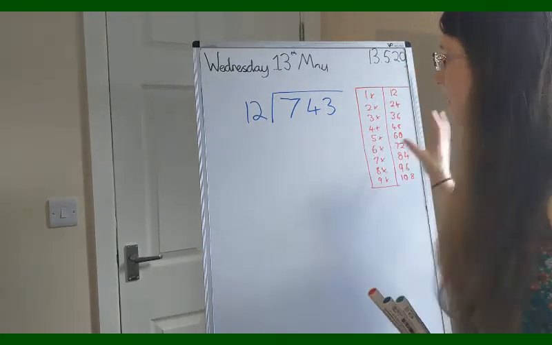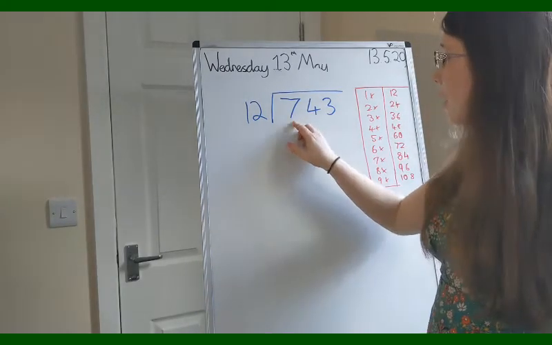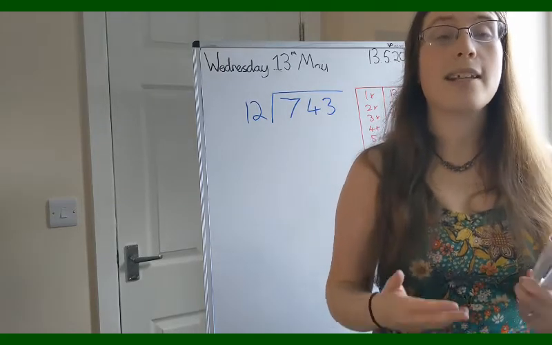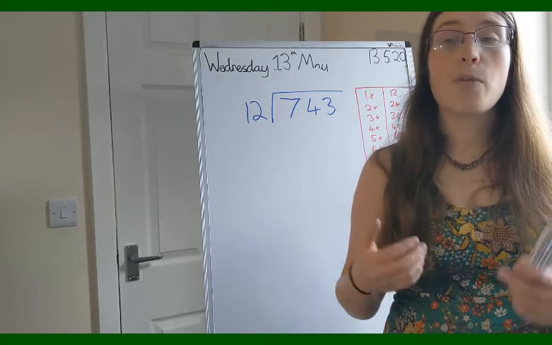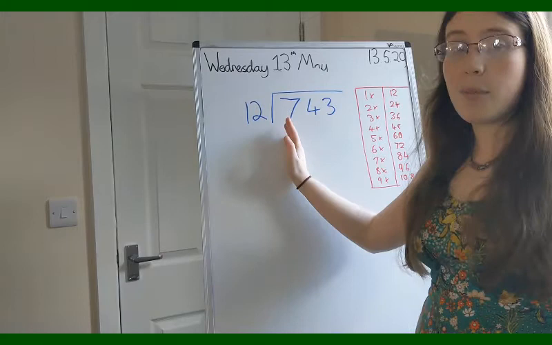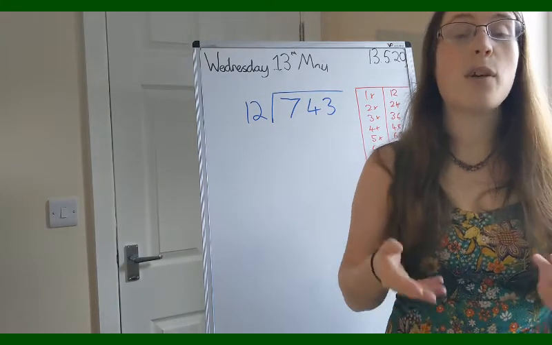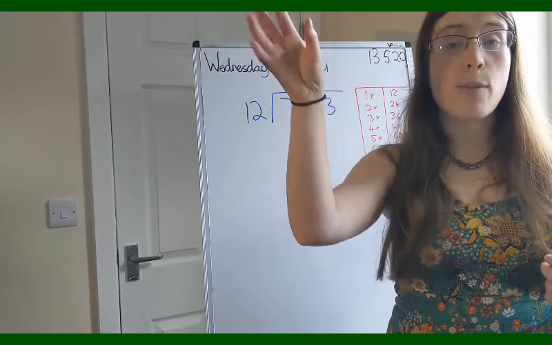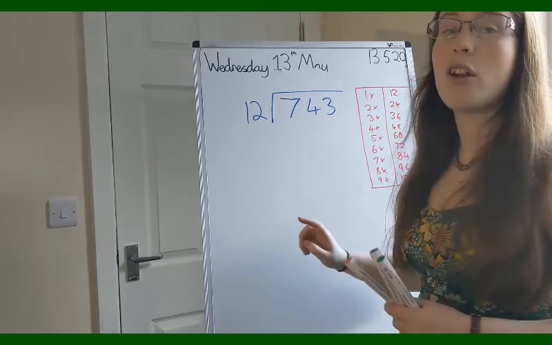So we've got our list of multiples, so what we're going to do now is partition 743 into its place value columns and start trying to see whether or not we can subtract any multiples of 12 from each column. So remember, we always start with our biggest column and then work our way backwards. If there are any columns that we're not using for a particular subtraction, we're going to remember to carry them down. So let's start looking at our hundreds column.